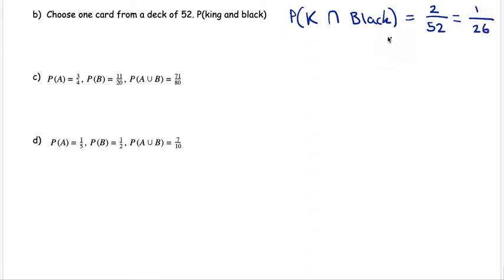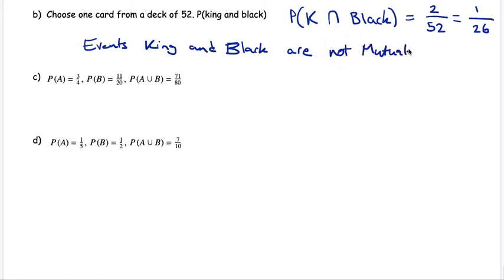There actually is a probability that you can be king and black, which means that the events king and black, so event king and event black. This is why I'm using the set notation here, to distinguish between the two. So the event king and the event black are not mutually exclusive. Just so that you're aware of all that.